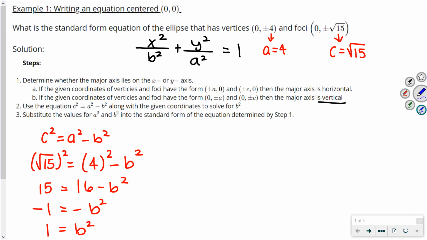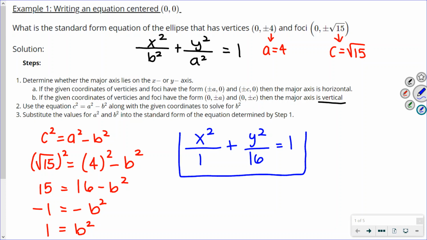Perfect. All I have left now is to fill in my equation. x squared over b squared we know is 1, plus y squared over a squared will be 16 because we got to square that a, and then equals 1. There's the equation for the ellipse with these given vertices and foci.